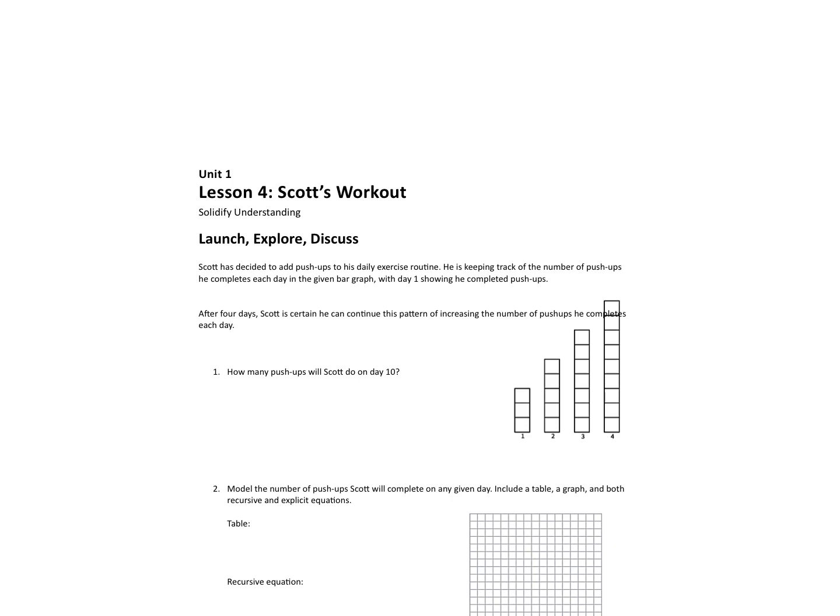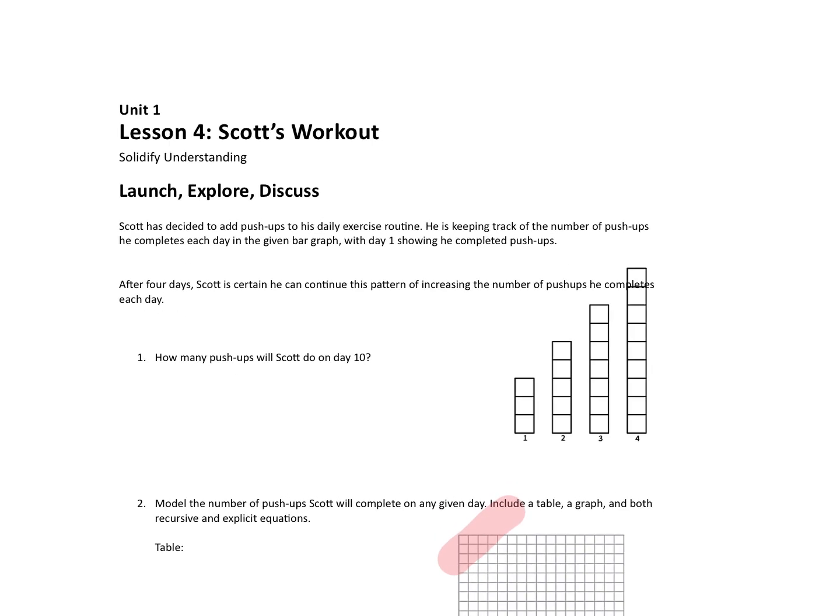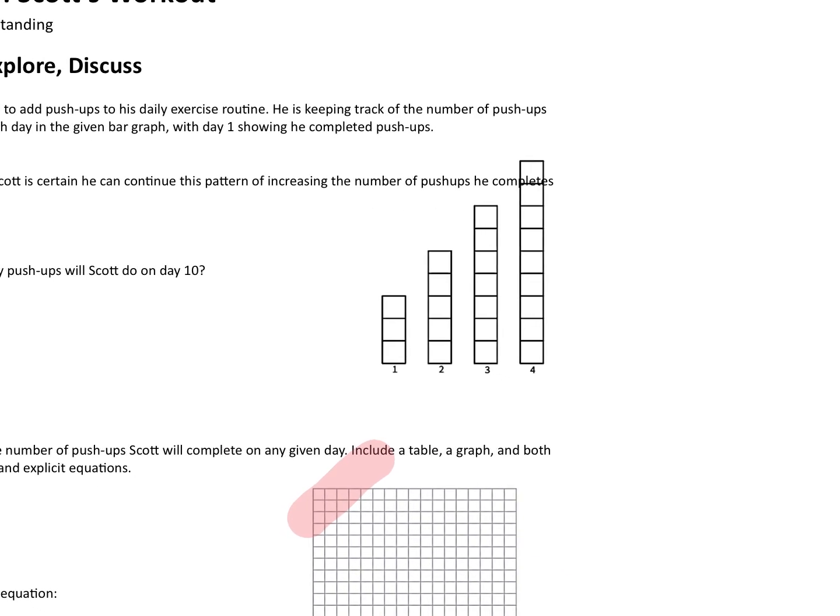So the first thing I want to do is mark up the bar graph. So I'm going to go ahead and highlight a few things. The first thing that I'm going to highlight is the increase per day. So it looks like at day 1, he's got 3. And then it looks like it increased by 2 right here, so that he has on day 2, 5 push-ups.